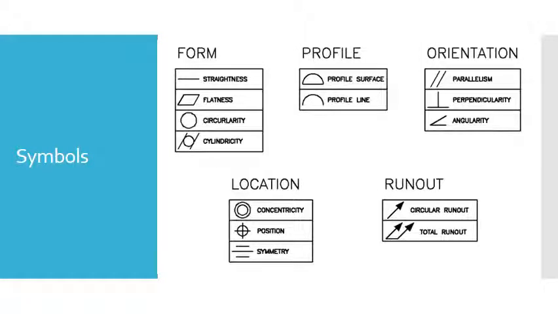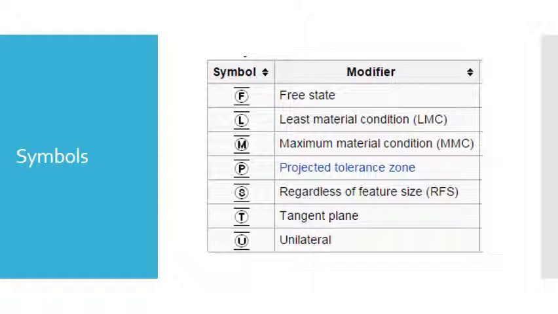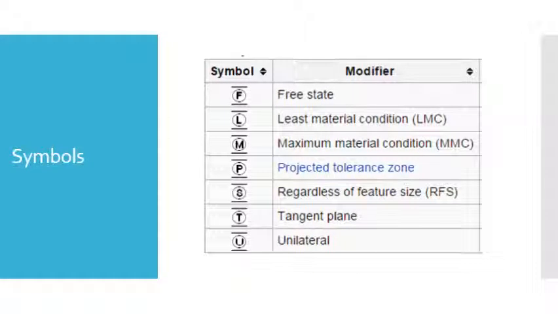Here are symbols that you will frequently see in manufacturing drawings. They are broadly classified under form, profile, orientation, location and runout. Here are symbols for various other features like free state, least material condition, maximum material condition, projected tolerance zone, regardless of feature size, tangent plane and unilateral.